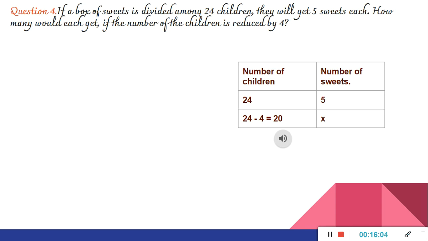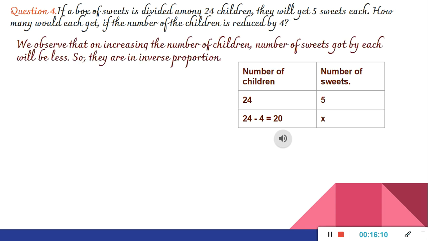Okay. Here we observe that on decreasing the number of children, the number of sweets got by each child will be more, right? So they are inversely proportional. So here what formula can we use? X1 Y1 is equal to X2 Y2.